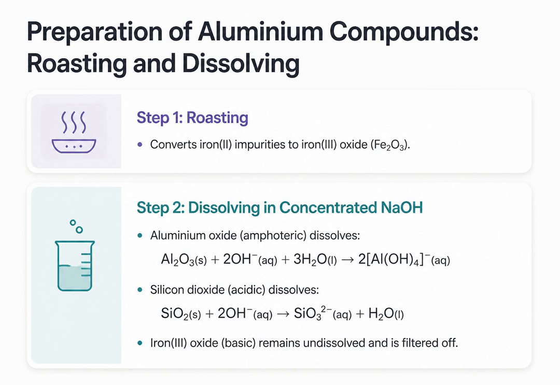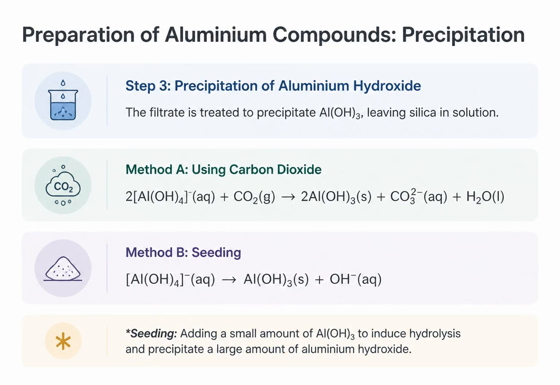Next, the roasted ore is heated with concentrated sodium hydroxide. This takes advantage of the different chemical properties of the oxides present. Aluminum oxide is amphoteric, and silicon dioxide is acidic, so both of these dissolve in the strong base to form tetrahydroxoaluminate and silicate ions, respectively. However, iron(III) oxide is a basic oxide. It will not react with or dissolve in the sodium hydroxide, allowing us to easily filter it out as a solid residue.